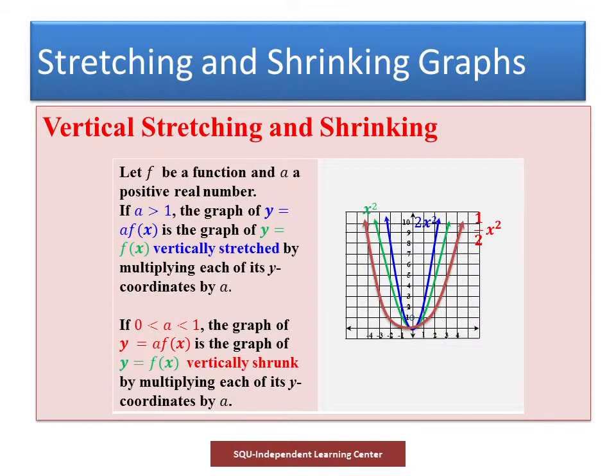Now, what about the shrinking? Suppose we take a to be some real number, which is positive, but at the same time less than 1. The graph of a f of x will be the vertical shrinking of f of x. And this will be clear if we have a look at the graph in front of us, looking at x squared and half x squared. So we multiply each of the y coordinates by half. So this makes the curve x squared shrink vertically by a factor of half.